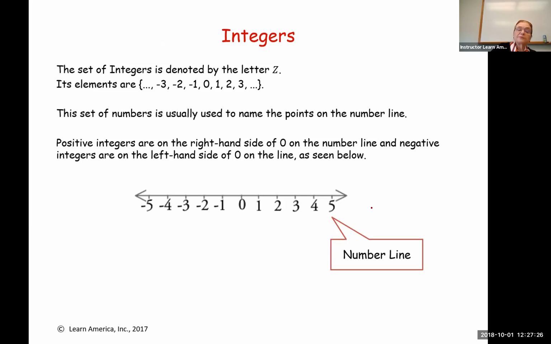Now the integers, we've spoken about those already. We denote those by the letter Z. The integers are denoted by the natural numbers, 0, and the negatives of the natural numbers, as shown in this representation. These are the set of numbers that are usually used to name the points on the line. So if we want something in between, we tend to estimate them, and we denote the points using integers. Positive integers to the right of 0, negative integers to the left of 0 on the number line as shown in the diagram.